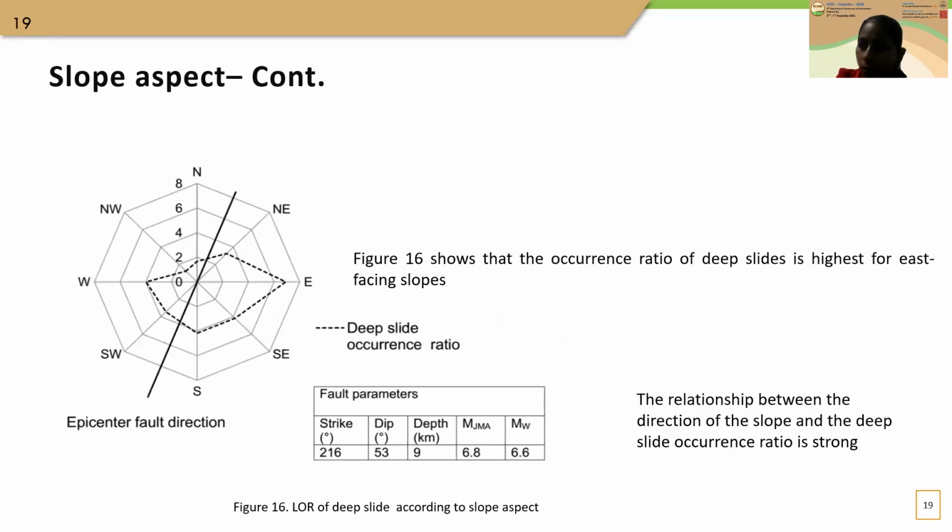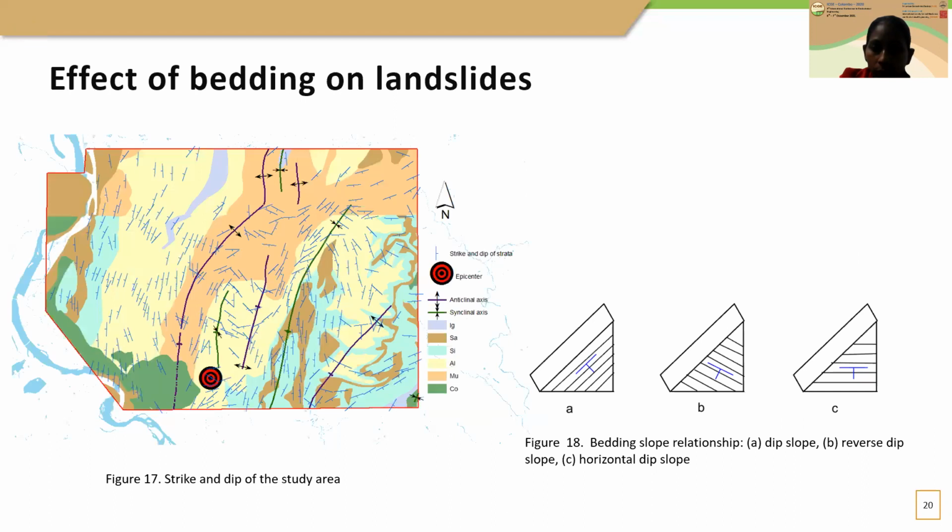When you move to the deep slide, figure 16 shows the occurrence ratio of deep slides is higher for east facing slopes. The results indicate that the direction of the failed slope is almost perpendicular to the fault direction, and the relationship between the direction of the slope and the deep slide occurrence ratio is very strong.